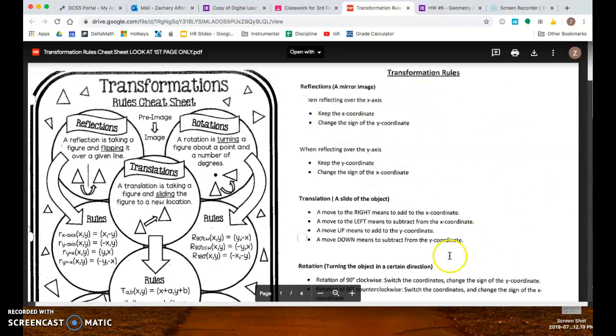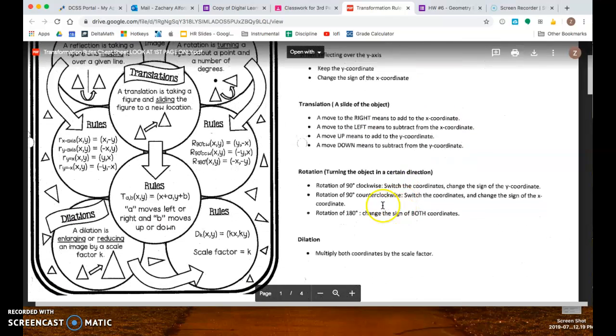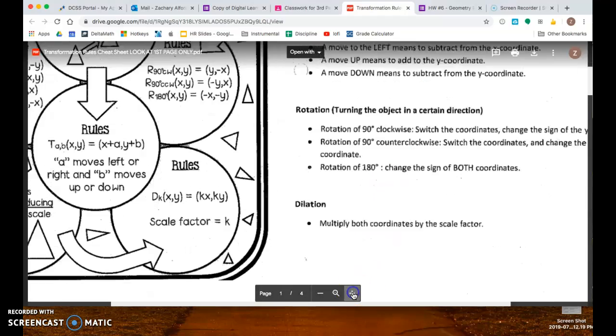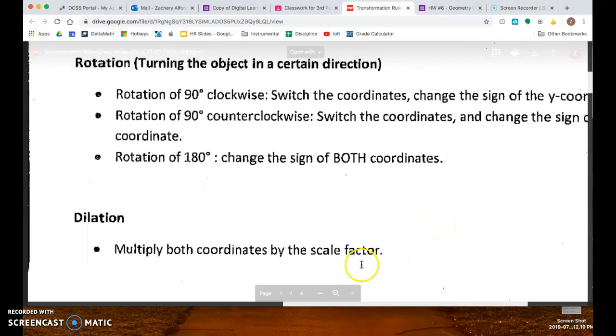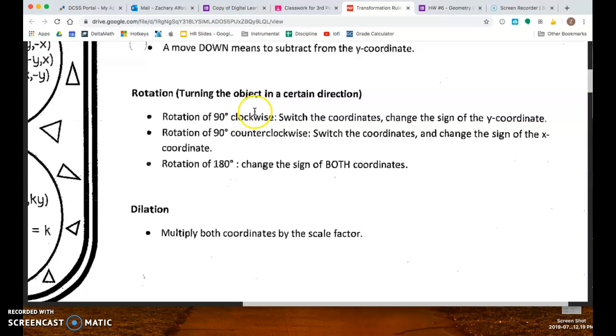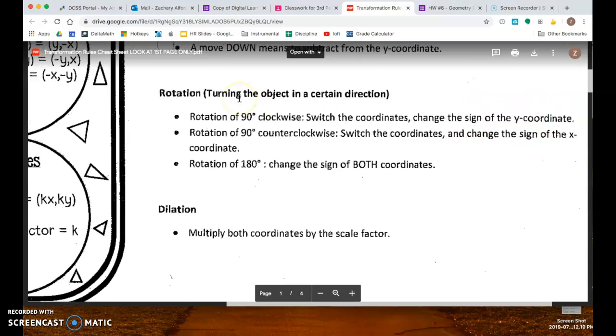I won't read this to you in this video. I would recommend just reading all of everything you see on the right side of this page, the whole thing. I will explain one thing just to make sure it makes sense. When you are doing rotations, for rotation 90 degrees clockwise, we switch the coordinates and change the sign of the new y coordinate. Change the sign of the new y coordinate.